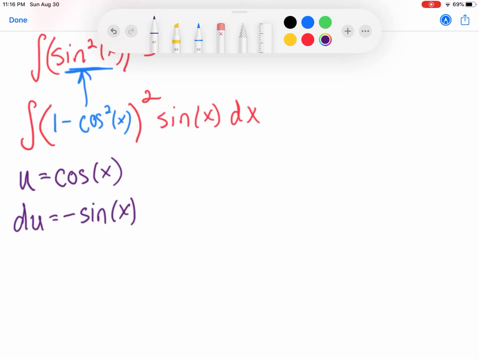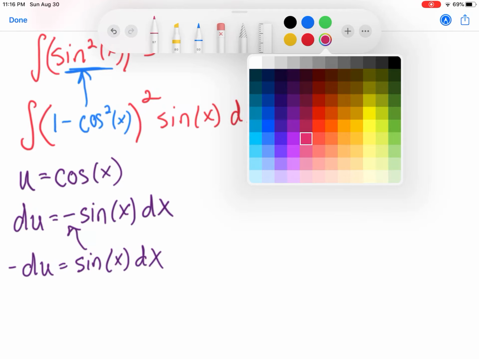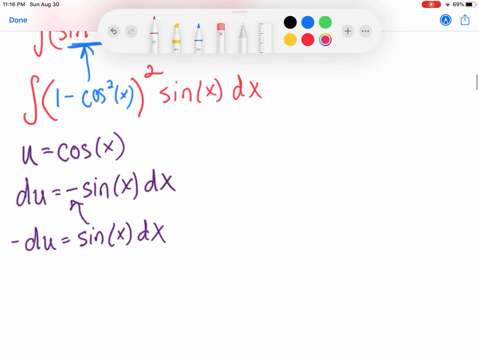Okay, having that said, now let's see what happens when we do a U-sub. Before I do the U-sub, however, I do need to write that I have a dx here. I can't forget that. And this negative, I'm just going to bring it to the front, so minus du is equal to sine x dx. Hopefully you guys are okay with that. Now let's do the U-sub. Let's do it in pink. So we will have the integral of 1 minus u squared.